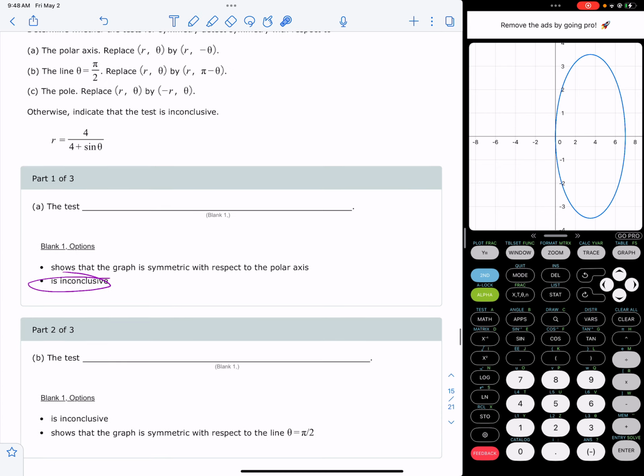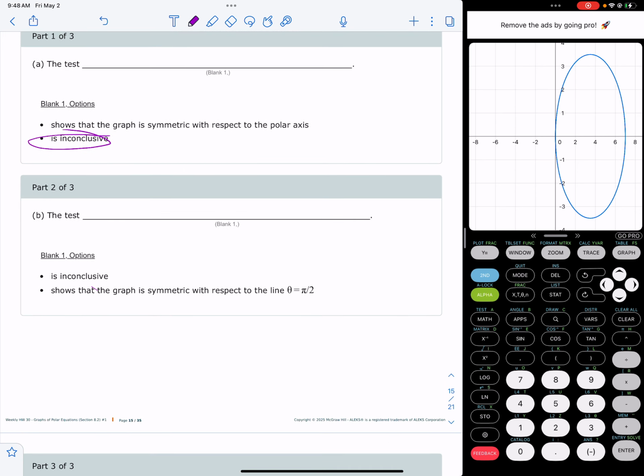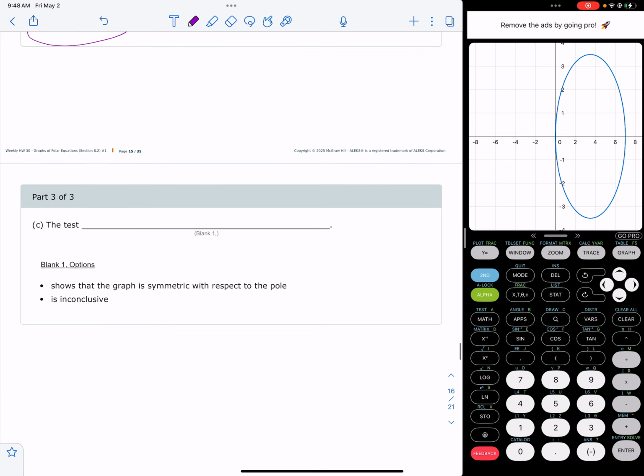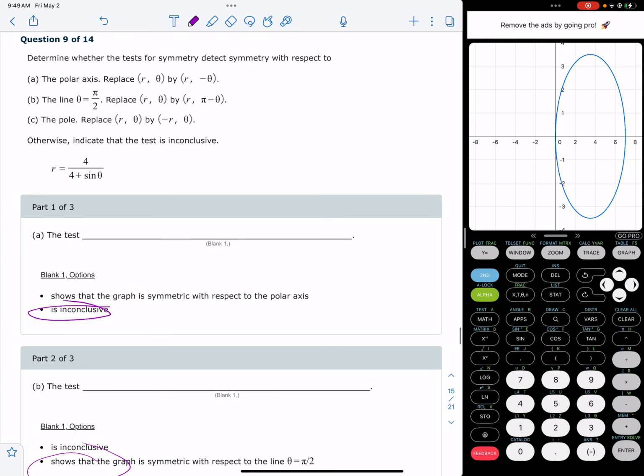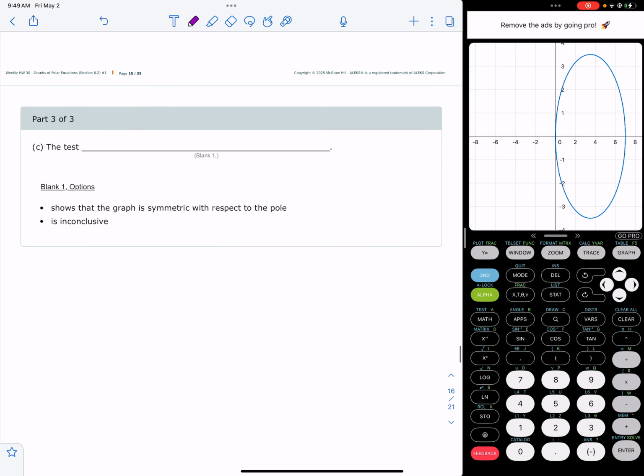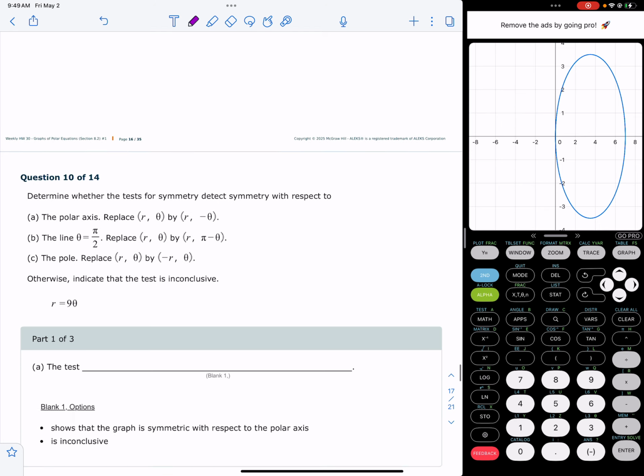This one, the sine of theta is the same as the sine of theta minus 90, so that one shows that it is symmetric. And for the pole, we would basically multiply this by -1 or divide it by -1, same thing. So you'd end up with -4 over 4 plus sine of theta, not the same, so inconclusive.